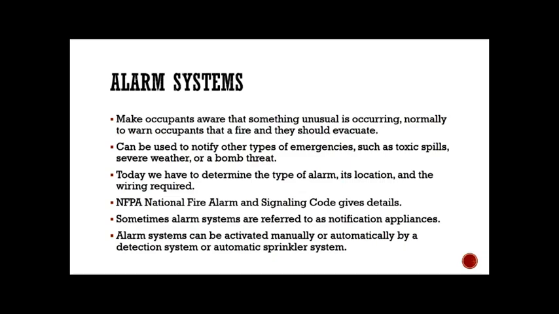Now, most designers, of course, are not going to be laying out some of this, but you will be working with alarm system companies, and you want to make sure that you know enough about the information that you'll be able to make sure that you don't plant something in the location where the alarm needs to be located. Sometimes alarm systems are referred to as notification appliances. This is important to know. Alarm systems can be activated manually or automatically by a detection system or automatic sprinkler system.